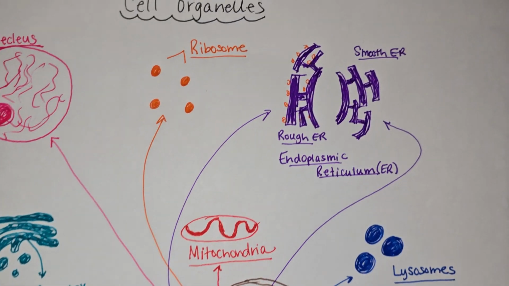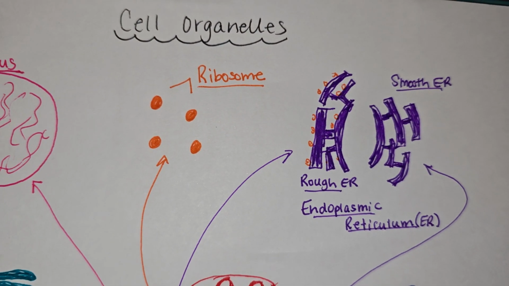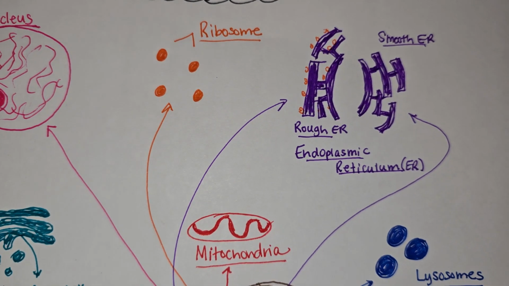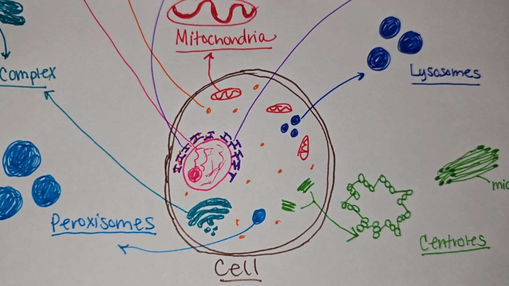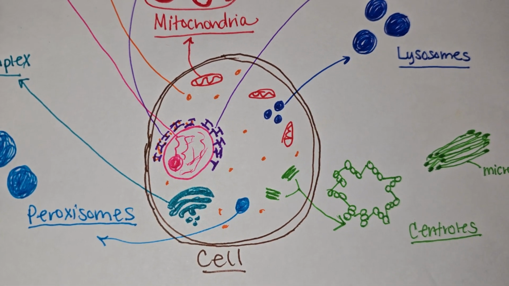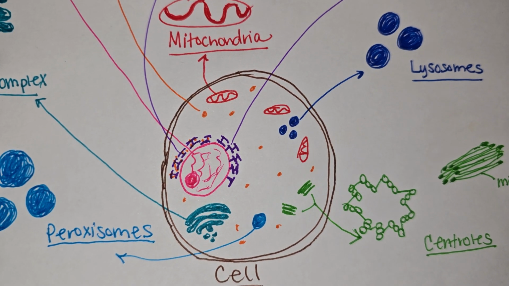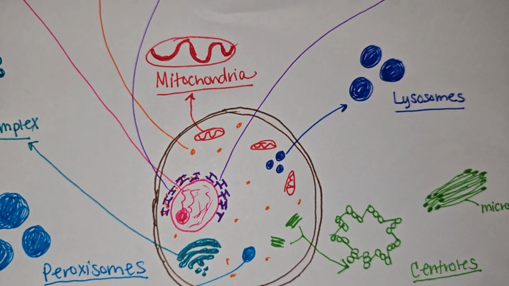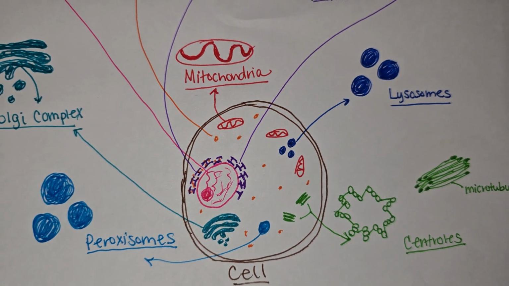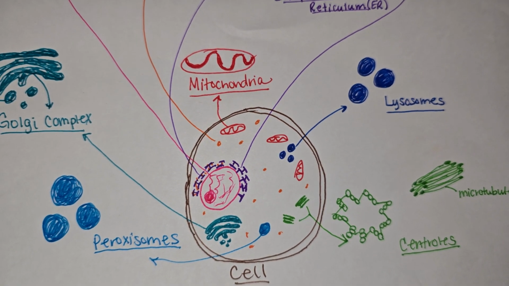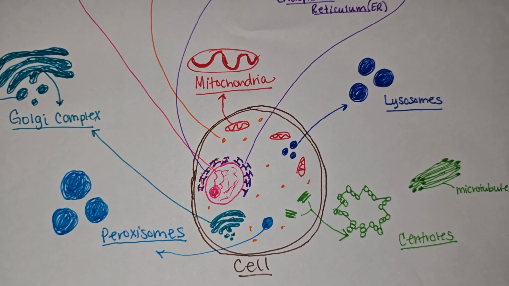The first one we'll go to is the ribosomes. They can be free floating around the cell, as you can see, in the cytoplasm, or attached to the rough ER. They produce peptides and proteins along with reading genetic material, and we'll learn about the rough ER in just a moment.